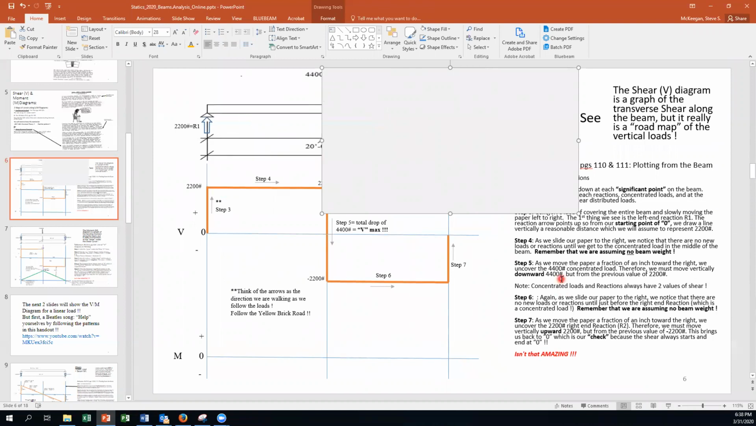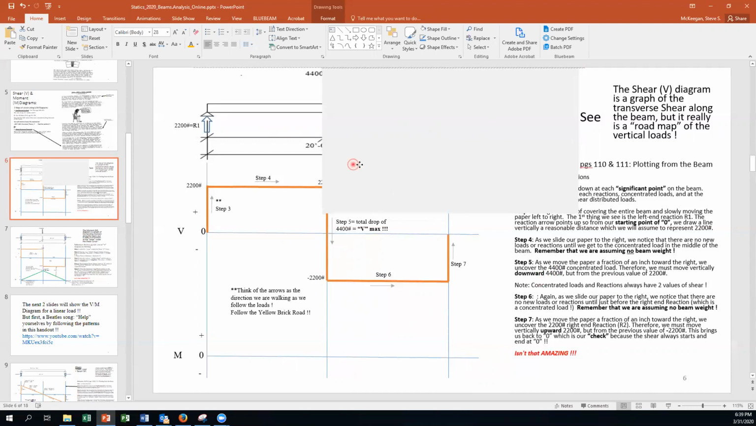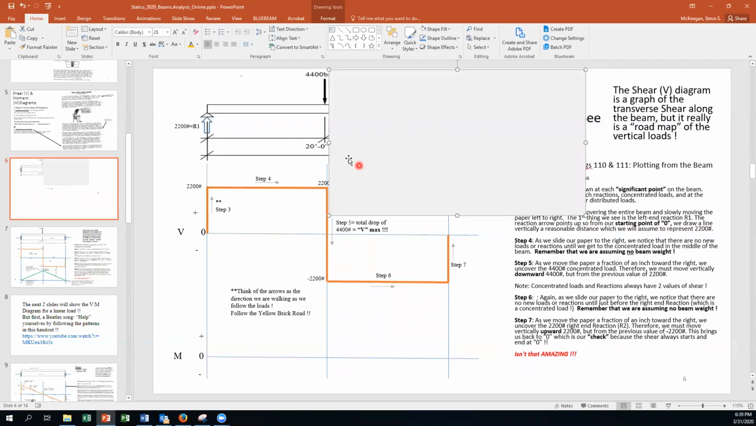And step 5 says, as we move the paper a fraction of an inch toward the right, we then uncover that concentrated load. Therefore, we must move vertically downward the magnitude of that load, which is 4,400 pounds, but from the previous value of 2,200. So guess what? You had 2,200. Now you got to drop 4,400. So 2,200 minus 4,400 is minus 2,200. So that's the value of your shear curve at that point.